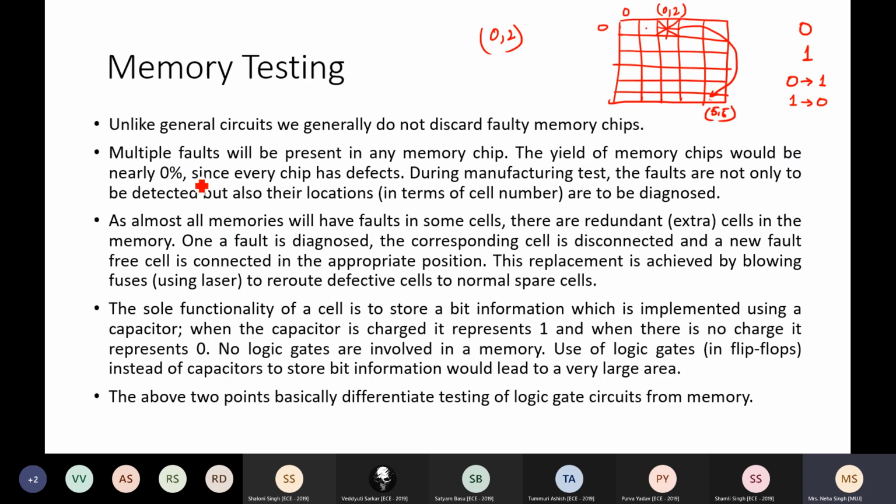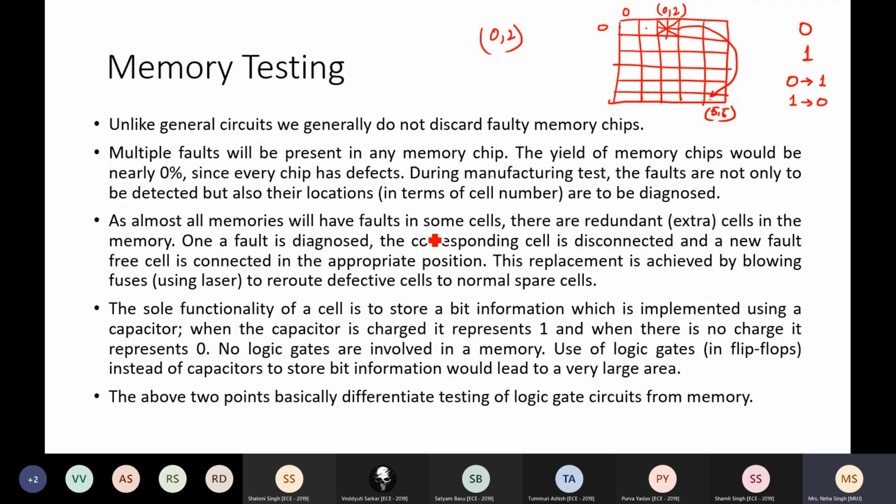So this entire thing is explained over here. Multiple faults may be present in any memory chip. The yield of a memory chip would be nearly 0 since every chip has a defect. बहुत छोटे छोटे हैं ये locations, बहुत dense है memory. So before, during manufacturing tests, the faults are not only to be detected but also their locations are to be diagnosed. We don't just want कि कितने memory locations faulty हैं. We want कि कहाँ पर fault है ताकि हम उसको rewire कर सकें to a good memory location.